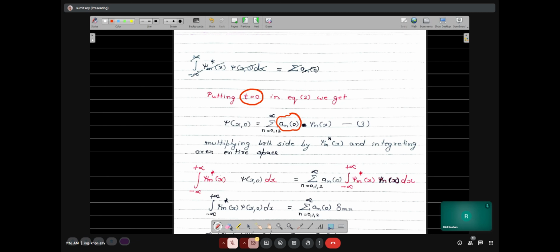an0 को कैलकुलेट करने का कोशिश कर रहे हैं. तो क्या कर रहे हैं इसके लिए? मल्टीप्लाइंग बोथ साइड बाय psi m conjugate and integrating over the entire space. So this is your psi x0, basically psi 0. Then you have dx multiplied with psi m conjugate. And this has been done on both side.